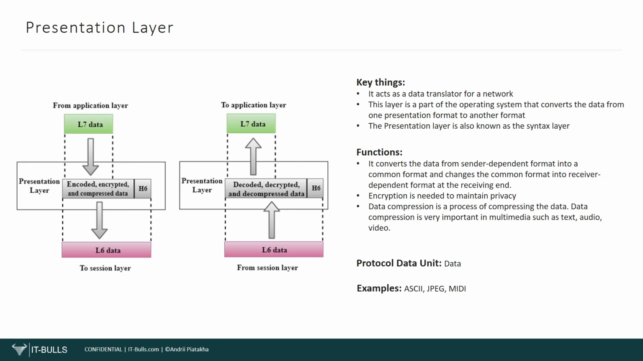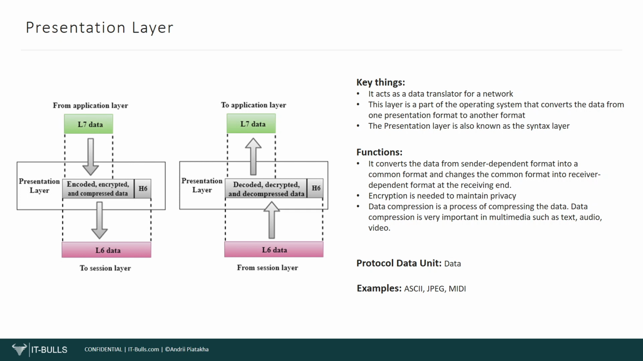Encryption is a process of converting the sender-transmitted information into another form and sending the resulting message over the network. Decryption happens on the receiver side. Data compression is a process of compressing the data so that it reduces the number of bits to be transmitted. Data compression is very important in multimedia, such as text, audio, and video.